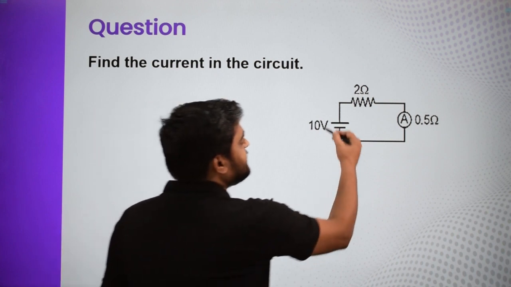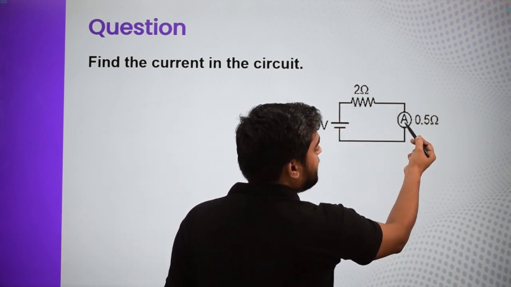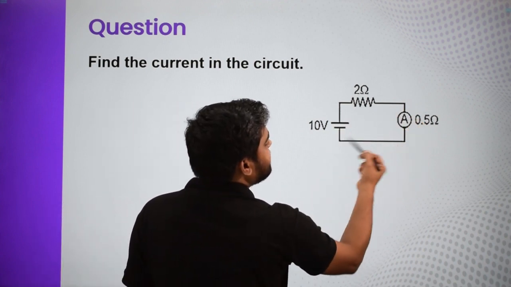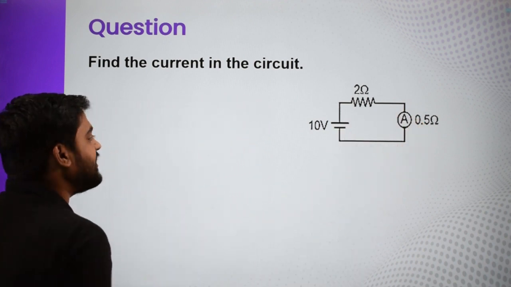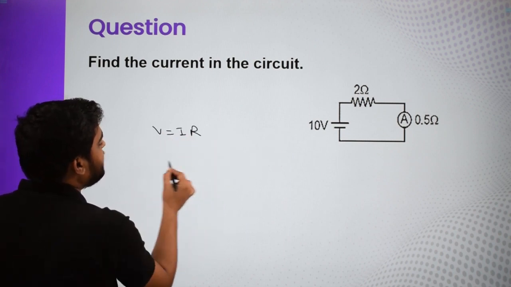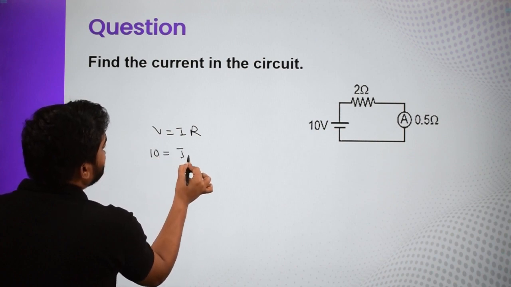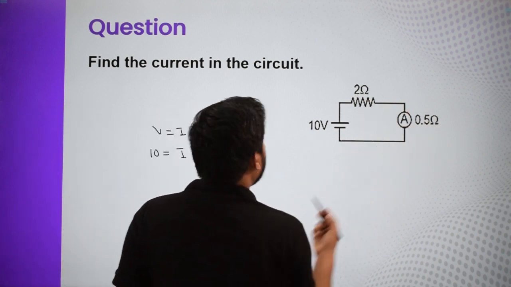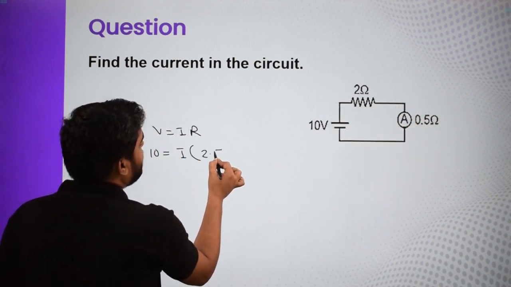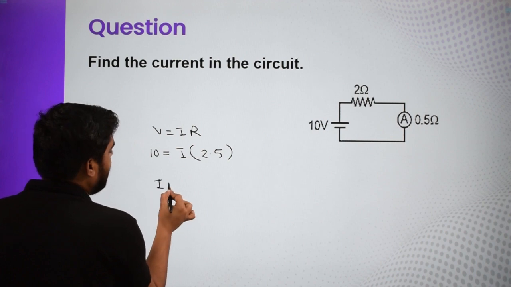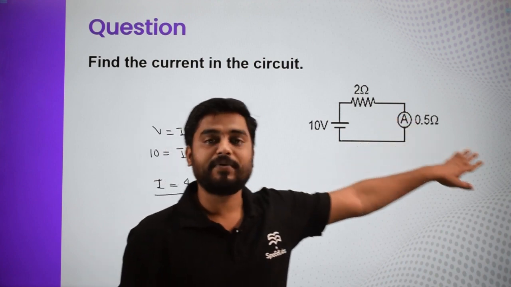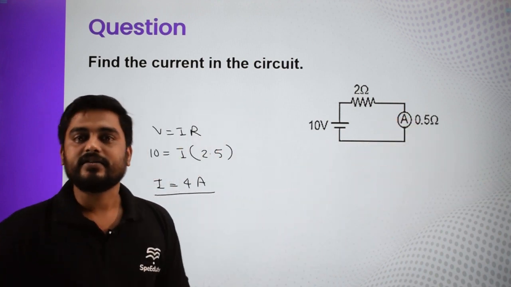So similarly, we just have to treat the ammeter as a normal resistance, and I will say that the current in the entire circuit is the same as the reading of the ammeter. I'm just applying V = IR again. So the total voltage is 10 volts, and I have to find the current. The total resistance is 2 ohm plus half ohm, because these are in series, so I'll say it is 2.5 ohm. That gives me I = 4 ampere. So here also the reading of this ammeter is 4 ampere, which is also the current in the entire circuit.